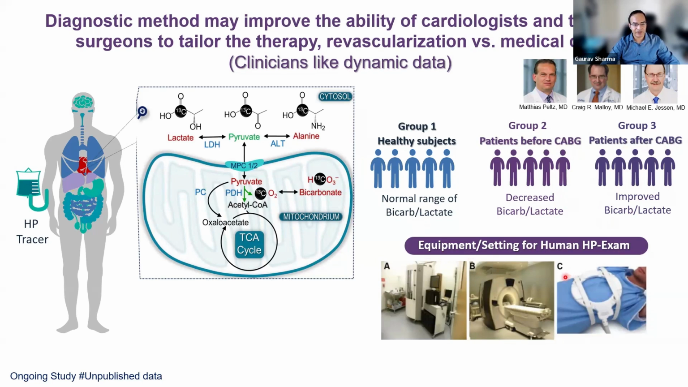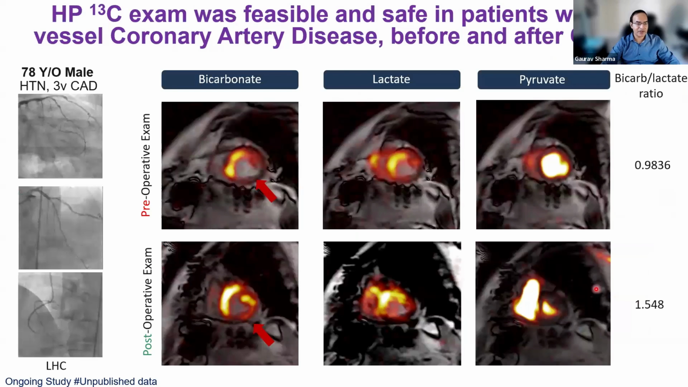These are the equipment and setting for the human HP exam. And this is the typical Helmholtz loop coil, which is from the pulse stack, which is used to generate the images in our technology. So here is the HP 13C exam, which we find feasible and safe in several patients. I'm just showing you one example from one of the patients.